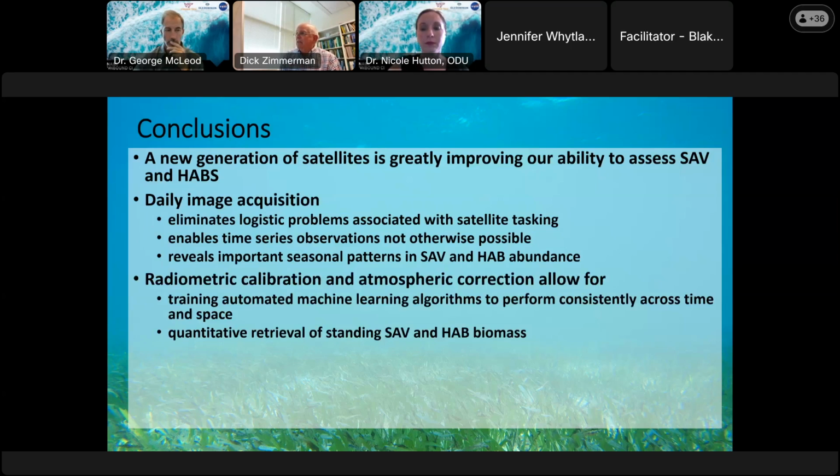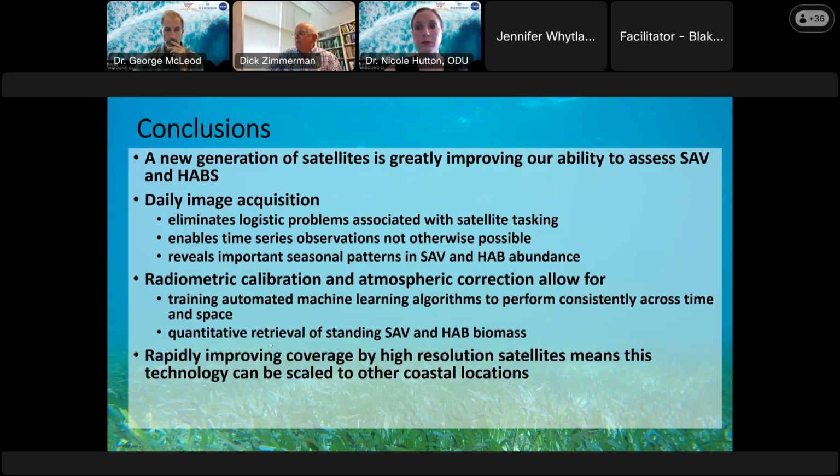And the fact that these images are radiometrically calibrated and atmospherically corrected means that we have an opportunity to train automated machine learning algorithms to perform this across time and space, which greatly reduces the labor involved in processing the information, and we get quantitative retrieval of these products. And the rapidly improving coverage by these satellites means this technology can be scaled to other coastal locations and other problems that one might want to address.